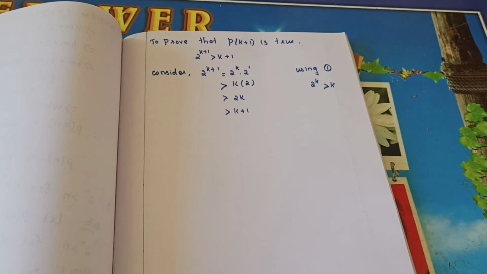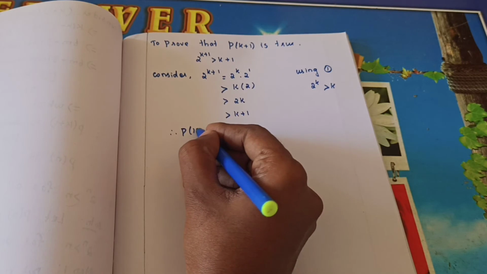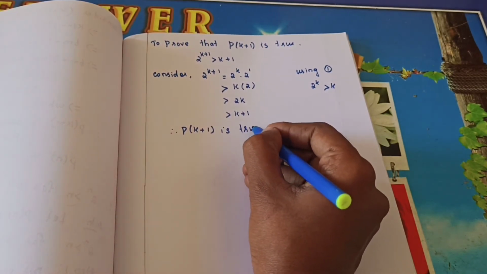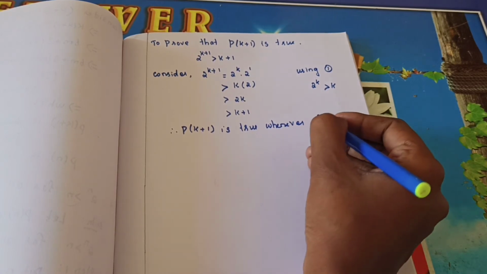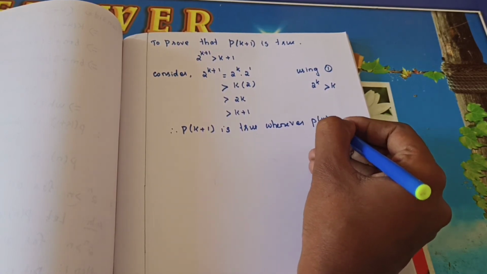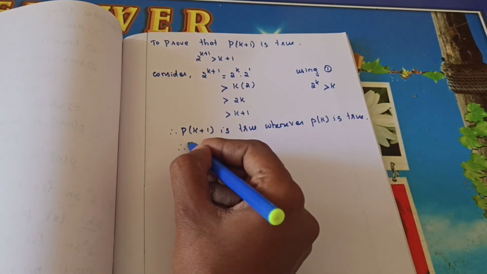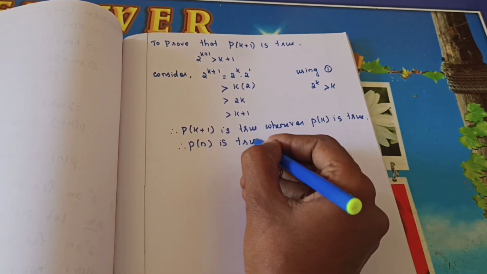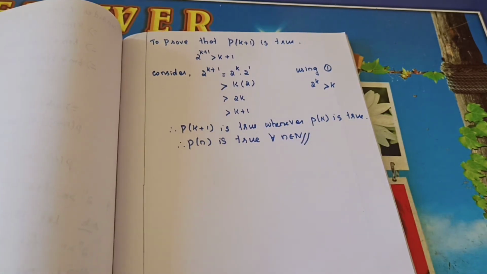That is, P of k plus 1 is true whenever P of k is true. Therefore P of n is true for all n belongs to N. Understand? P of n is true for all n belongs to N.